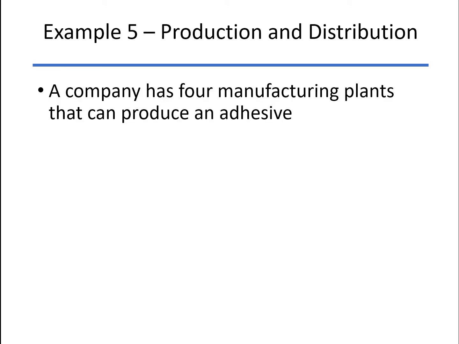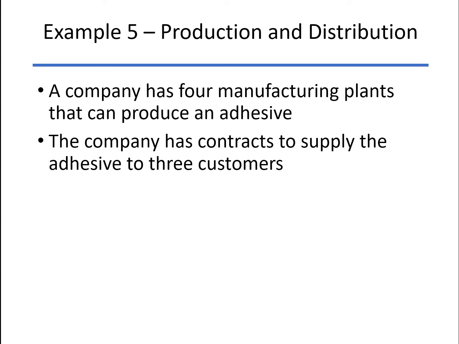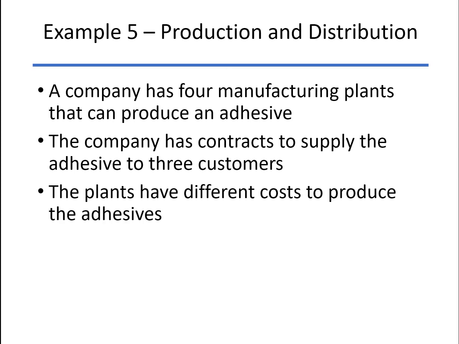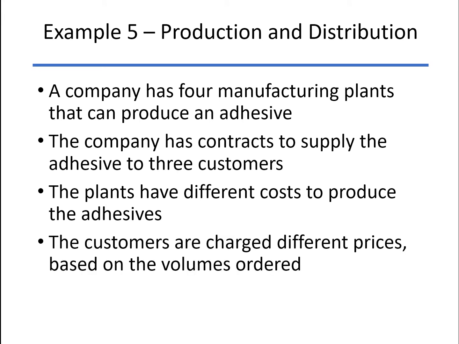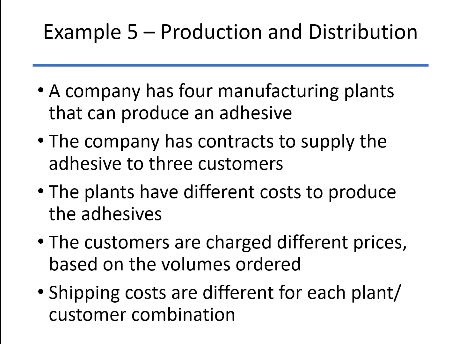We've got a company that has 4 manufacturing plants across the U.S. They can each produce a certain amount of adhesive. They also have 3 customers across the U.S. and they have contracts to supply that adhesive. All the plants have different costs, and also they have different capacities, and also the customers have ordered different volumes, and so they are charged different prices based on that. And of course, one more variable here, the shipping costs. They're different for each plant and customer combination.